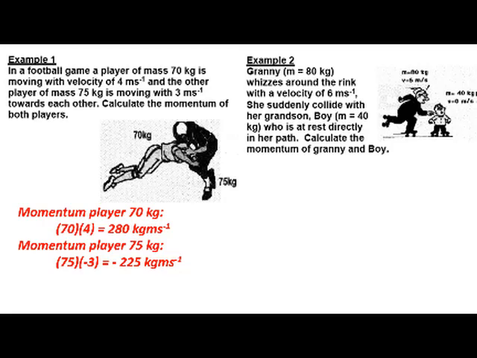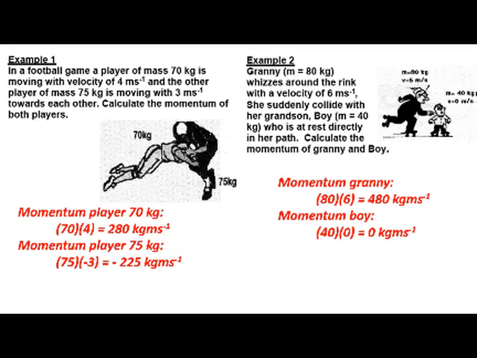Example 2. A granny which has a mass of 80 kg whizzes around the rink with a velocity of 6 meters per second. She suddenly collides with her grandson, a boy with a mass of 40 kg, who is at rest directly in her path. Calculate the momentum of granny and boy. Granny moves at 6 meters per second times 80 kg, so you get 480 kg meter per second. The boy is at rest, so v equals 0, so the momentum is 0. When you are at rest, you have no momentum because you are not moving.